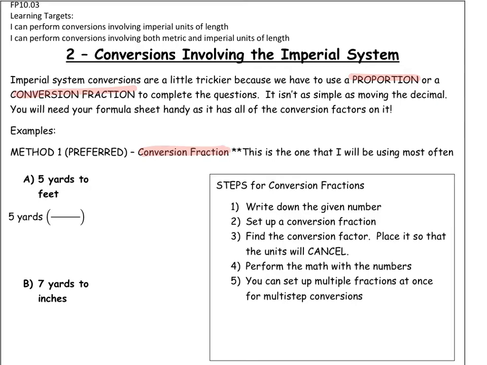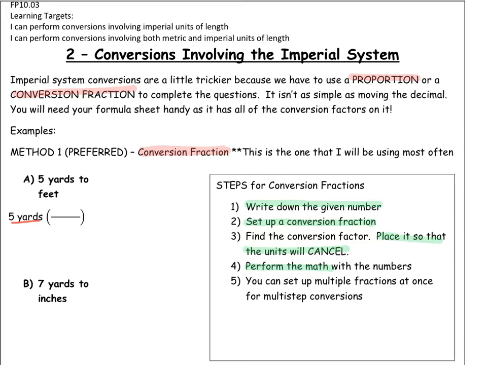So our steps are that we write down the given number, and then we set up what we call a conversion fraction, and I'll talk about that in a second. Then we make sure we put that in there so that my units are going to cancel away, do the math, and we can set up multiple fractions at once, okay? So this first question is 5 yards into feet. We start off by writing down what we were given, which is our 5 yards. And now we're going to set it up as a fraction. Now I know that you say you hate fractions, but just bear with me for this, okay?